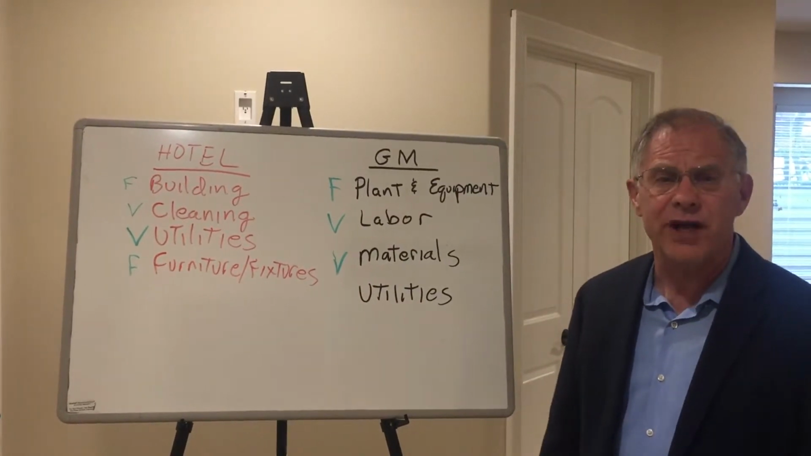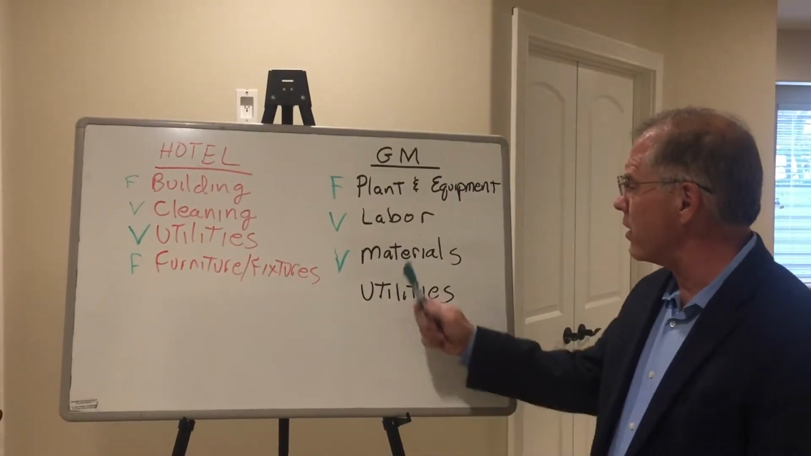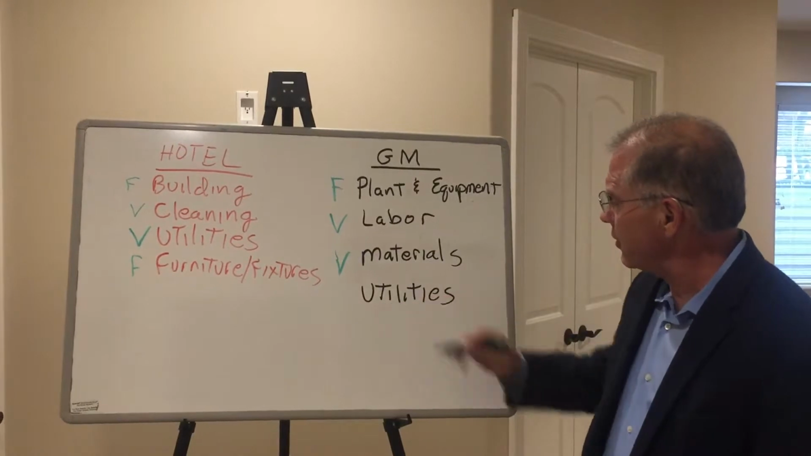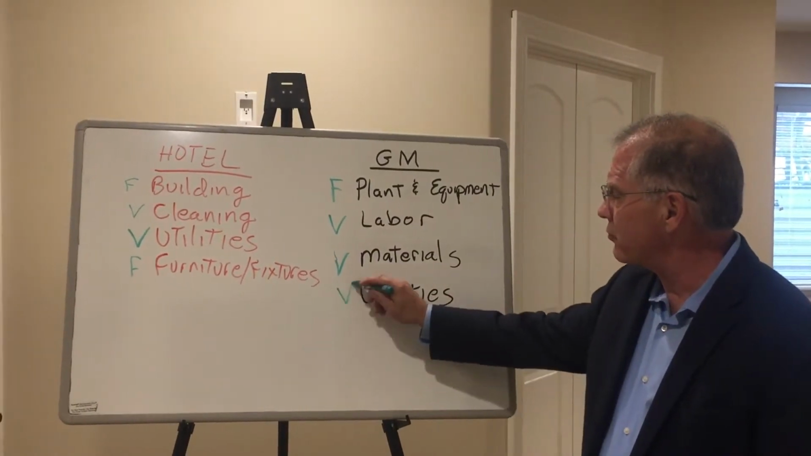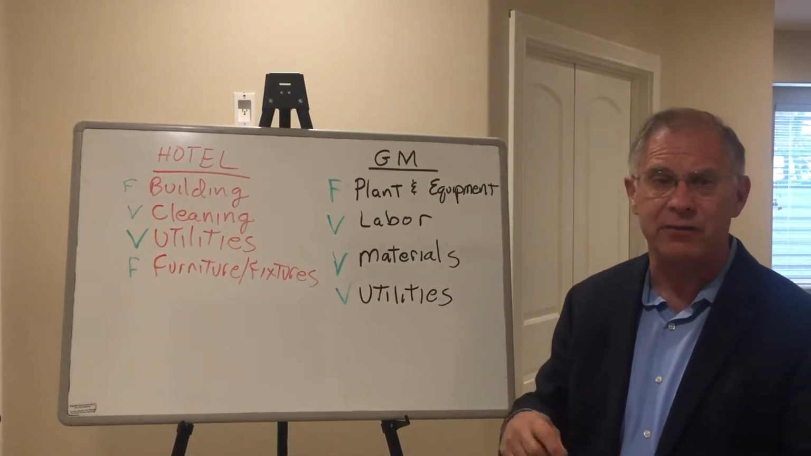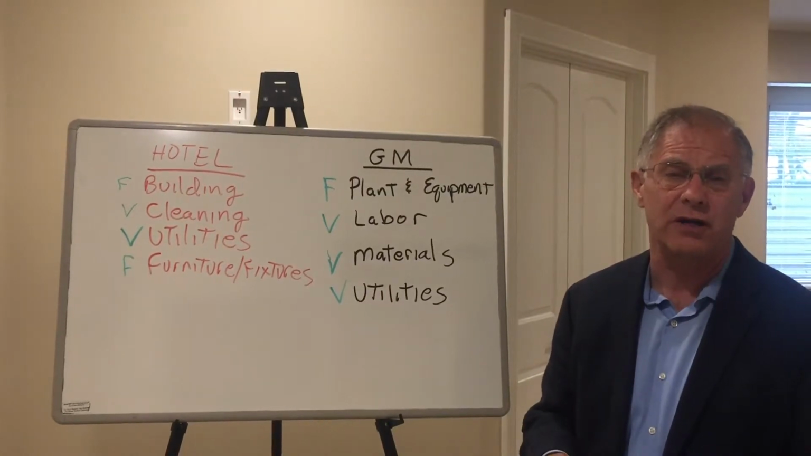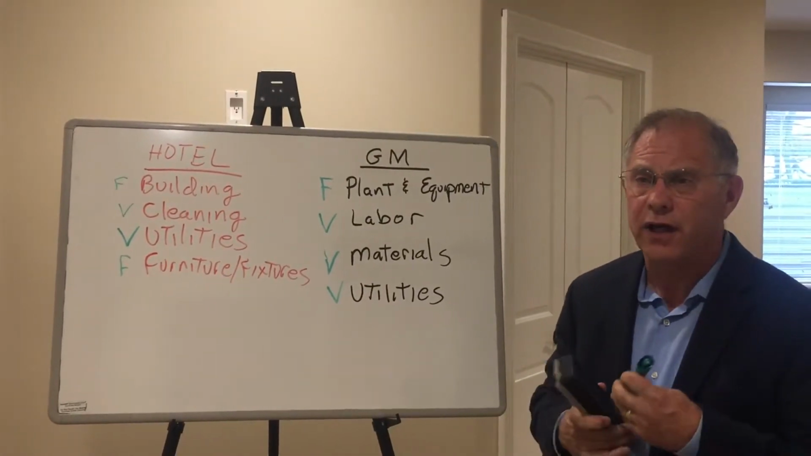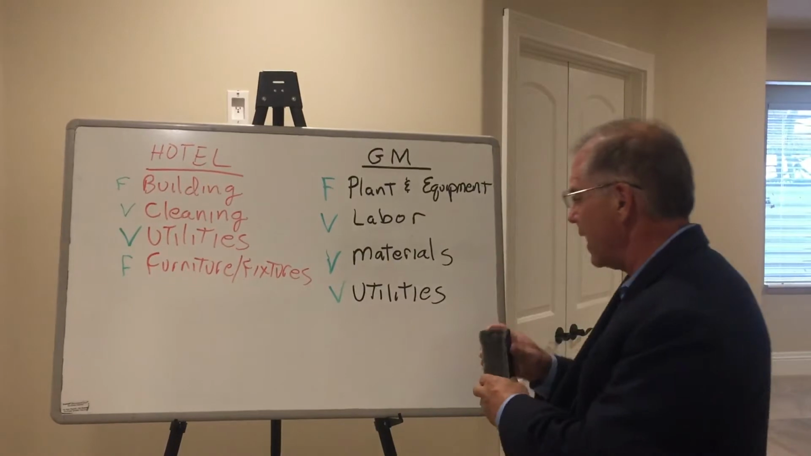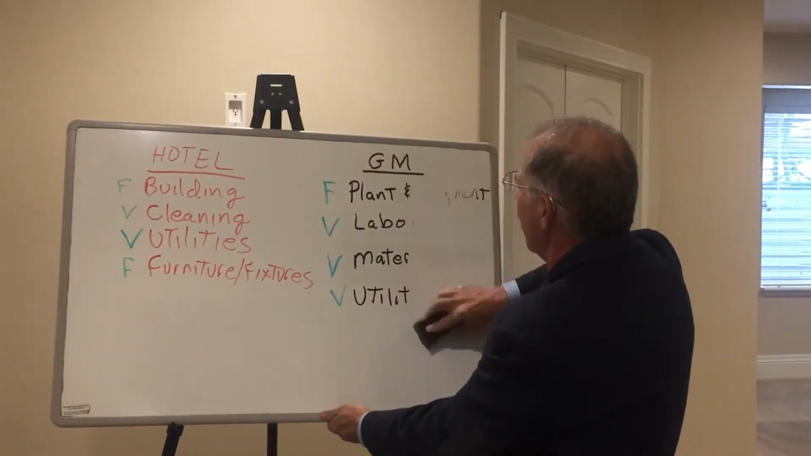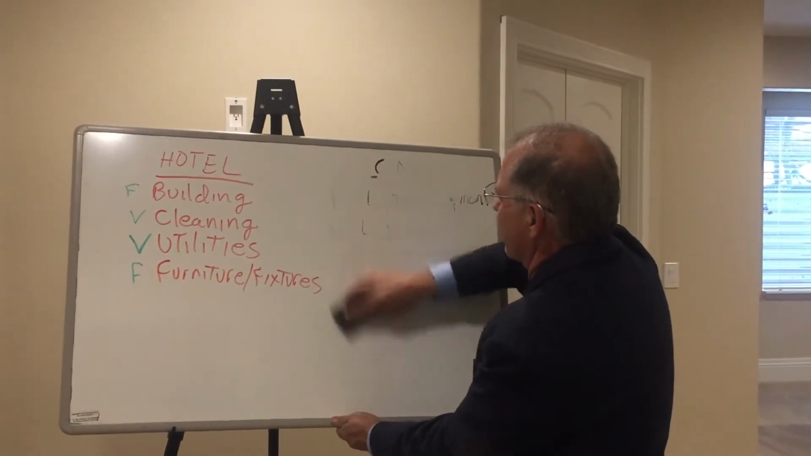If you make no cars, you have none of that cost. If you make a lot, you have more. Utilities, probably variable too. If the plant is running full out, there'll be lots of utilities. If not, then no cost. Now I'm going to erase this. So that's the concept, fixed versus variable.